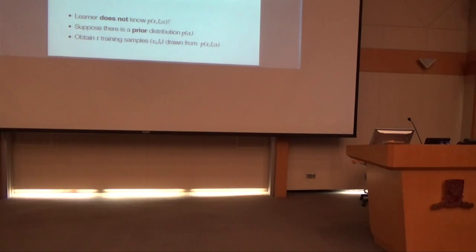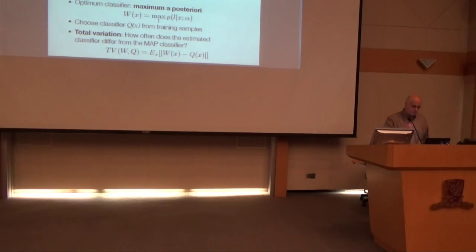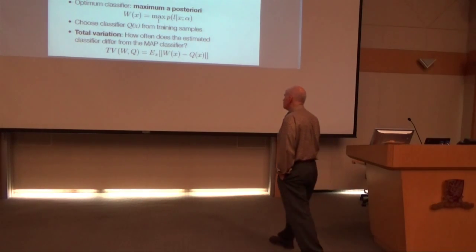So we want to try and use results from universal learning to learn classifiers. If we don't have enough bits to learn a classifier, then we're going to be trying to compress a source, and we're going to have to incur some distortion. So that's our philosophy. So what we do is we look at these training samples and we make a classifier. That's Q. The MAP classifier is W.